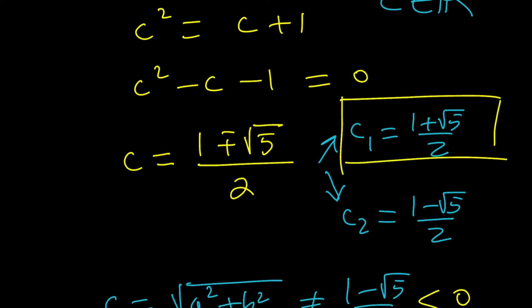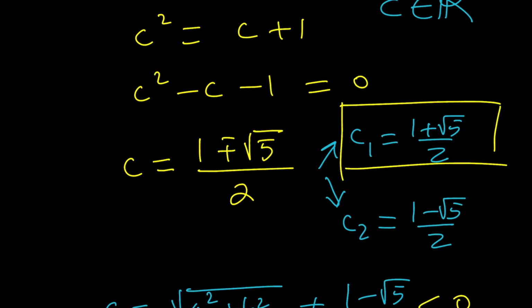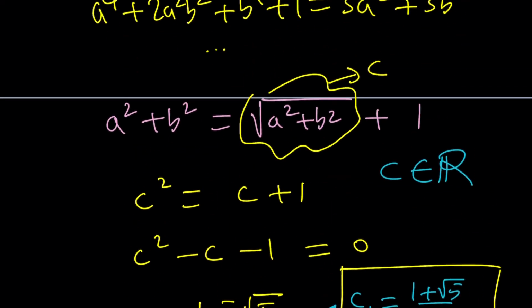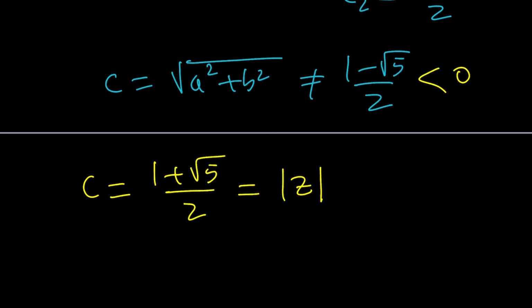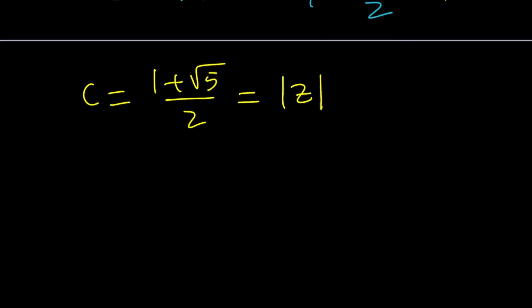But what does that give us? Just the c. And what is c? c is the square root of a squared plus b squared. So c equals 1 plus root 5 over 2, and that is equal to the absolute value of z. But wait a minute, are we supposed to solve for z? Yes, and we actually did. So the solutions are basically going to be all complex numbers whose absolute value equals 1 plus root 5 over 2.